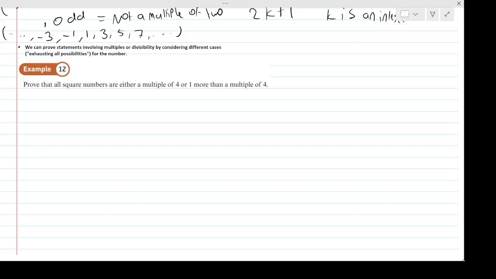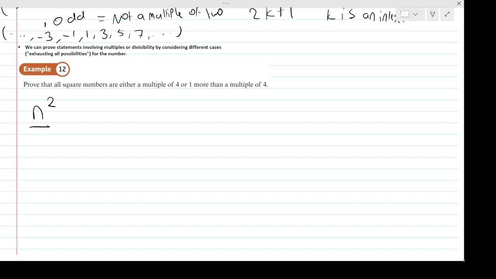So let's have a look at this example then. We want to prove that all square numbers are either a multiple of 4 or one more than a multiple of 4. Square numbers are in the form n squared. Now, if I just write n squared, that tells me nothing. It doesn't tell me anything about being a multiple of 4. If we can't deduce anything from that expression, n squared, we then need to consider n.